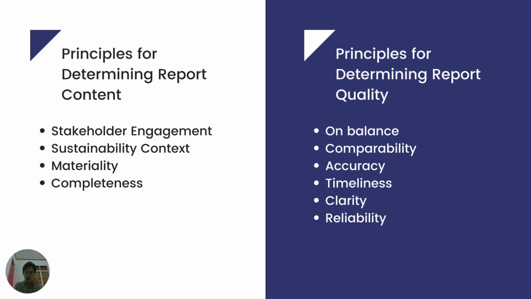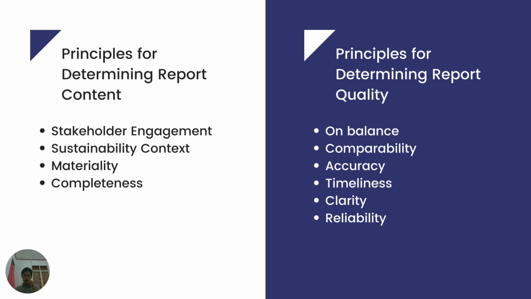The organization must select, collect, and report information consistently. Reported information should be presented in a way that allows stakeholders to analyze changes in the organization's performance over time and can support analysis relative to other organizations. Number C is accuracy. The information reported must be sufficiently accurate and detailed for stakeholders to be able to assess the performance of the organization. Number D, timeliness.